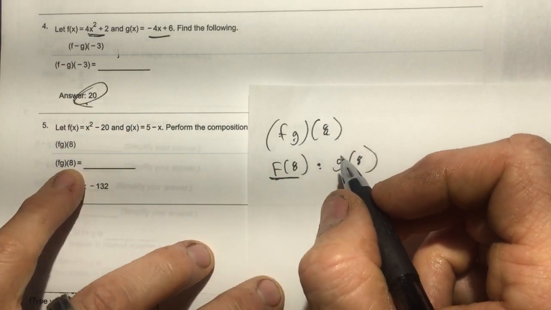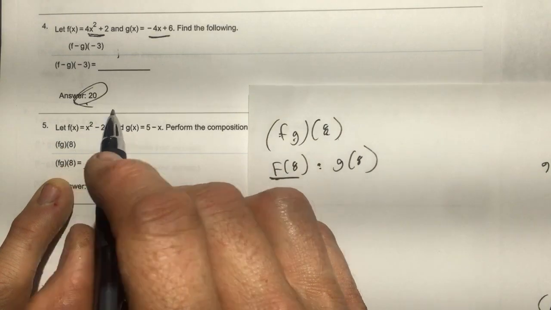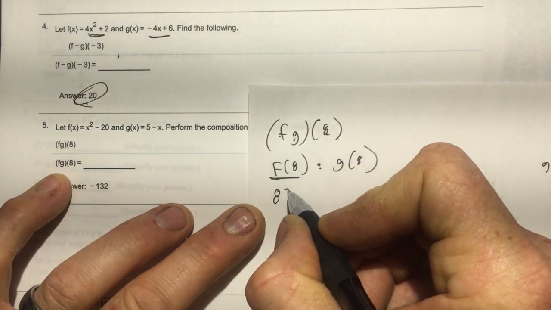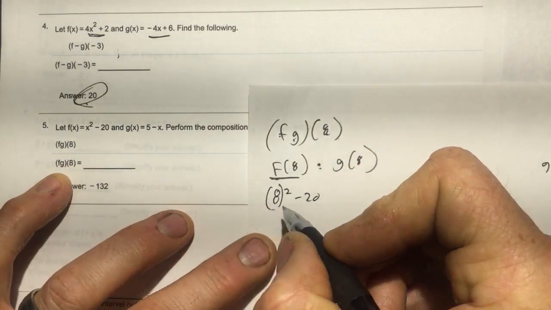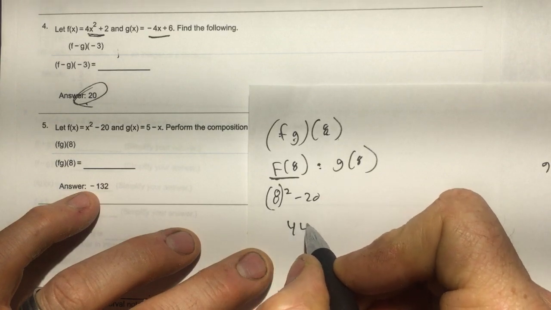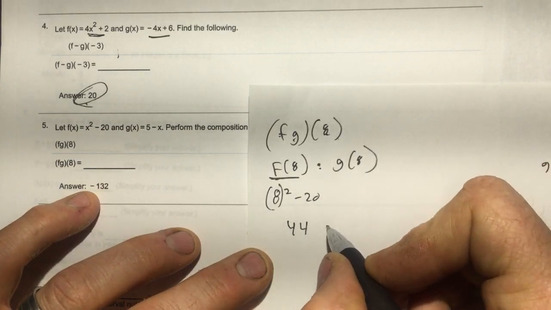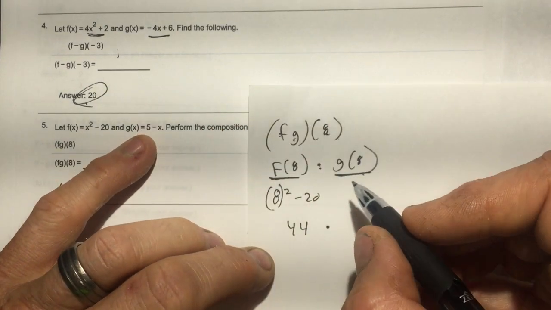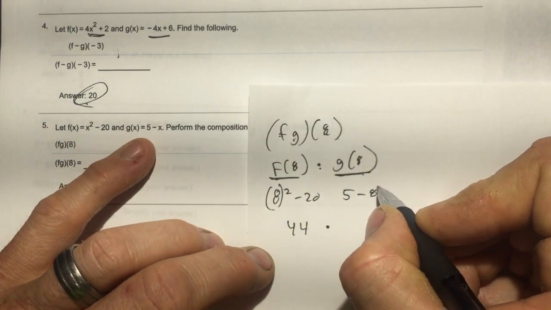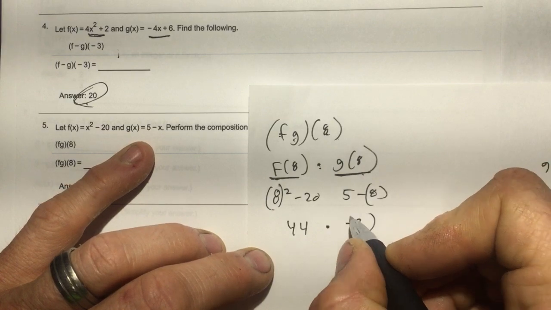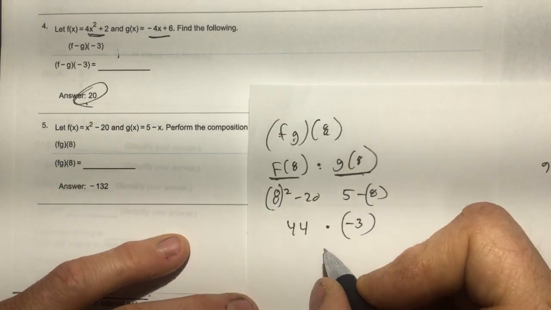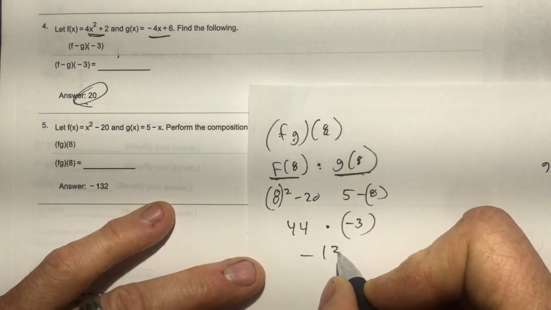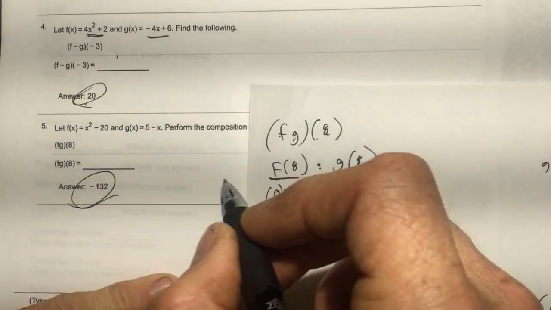Same kind of deal. Let's do f(8) first. I'm going to put 8 in right here. It's going to be 8 squared minus 20, which is 44, times, now I have to do g(8). If I put 8 in the g function, I'm going to have 5 minus 8, which is negative 3. Now multiply, that's going to be negative 132. There you go, that's right.